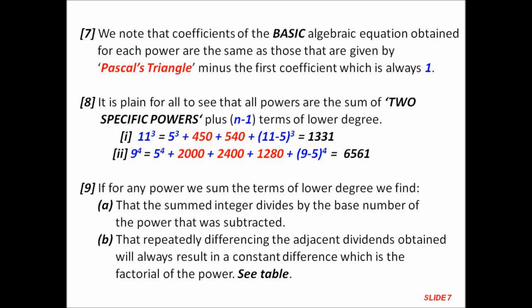9. If for any power we sum the terms of lower degree, we find a. that the summed integer divides by the base number of the power that was subtracted, b. that repeatedly differencing the adjacent dividends obtained will always result in a constant difference, which is the factorial of the power. See the following table.